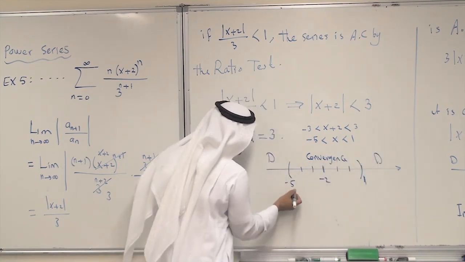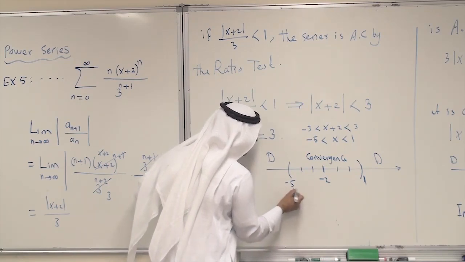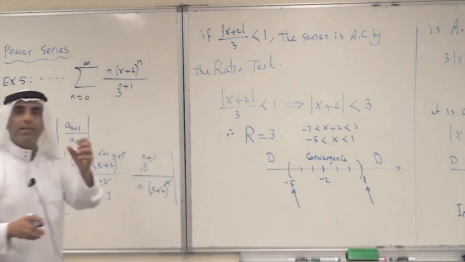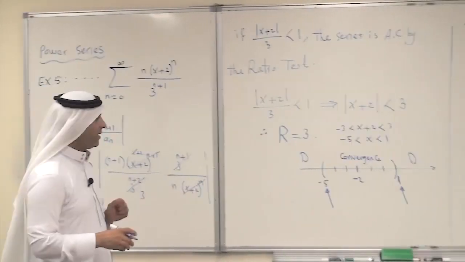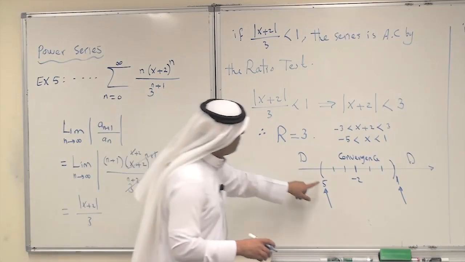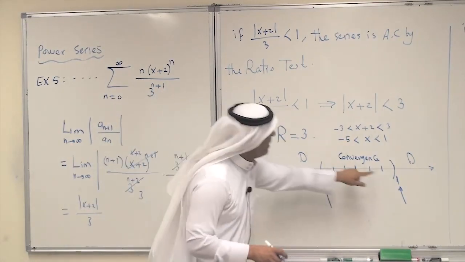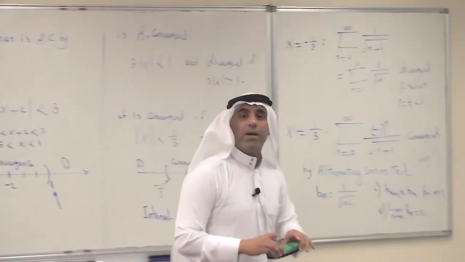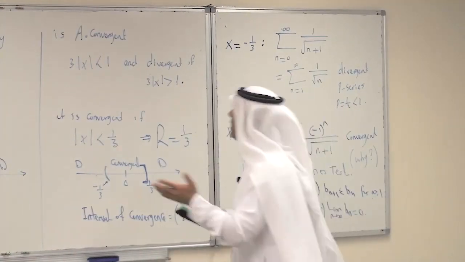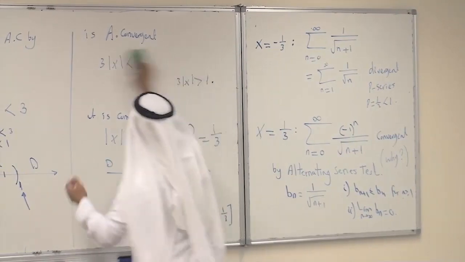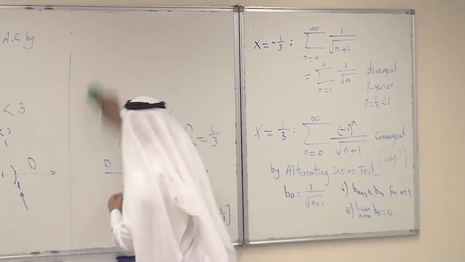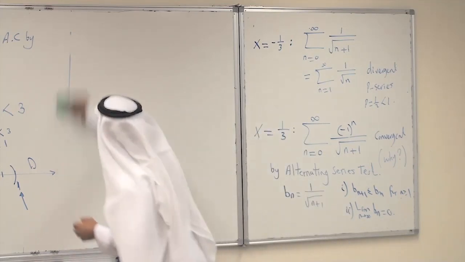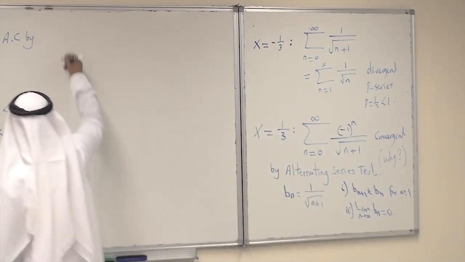Now, what's happening exactly at x equal to -5 and at x equal to 1? These 2 points need to be taken and investigated separately. Because, you know, at x equal to -5, this limit is equal to 1. At x equal to 1, this limit is equal to 1. So we have no conclusion by the ratio test. Okay, let us study these two cases and then conclude about the interval of convergence.